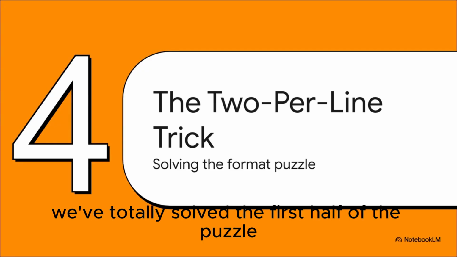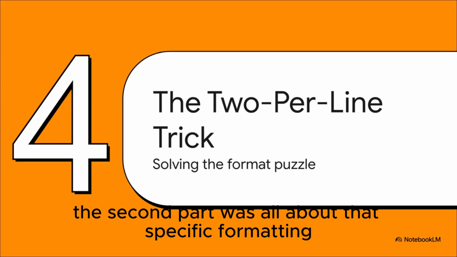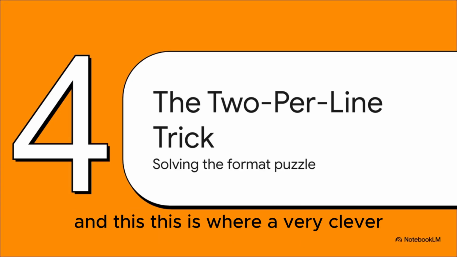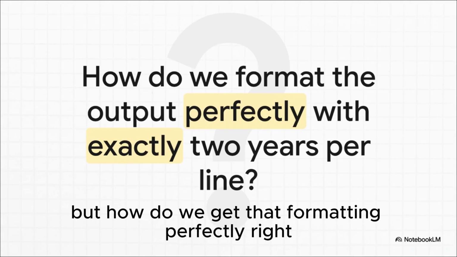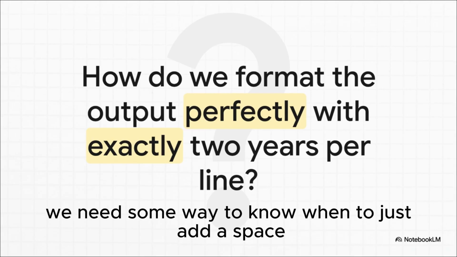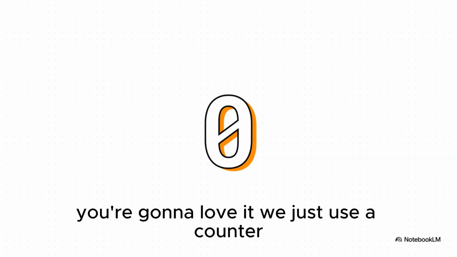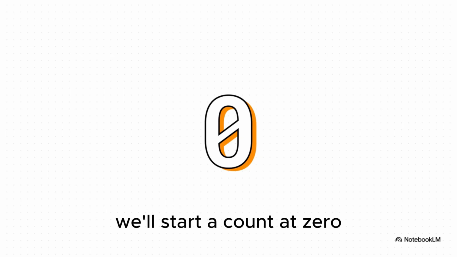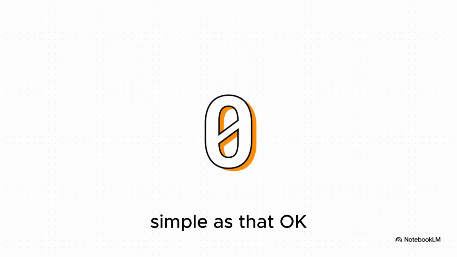Fantastic. We've totally solved the first half of the puzzle, how to find the leap years. But remember our mission objective? The second part was all about that specific formatting. And this is where a very clever little trick comes into play. This brings us to the final hurdle in our puzzle. We can find the leap years, no problem. But how do we get that formatting perfectly right? We need some way to know when to just add a space and a second year versus when to start a completely new line. And the solution is so elegant, you're going to love it. We just use a counter. We'll start a count at 0, and every single time we find a leap year, we'll just add 1 to our count. Simple as that.